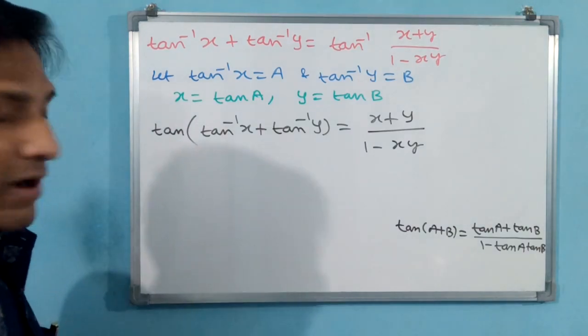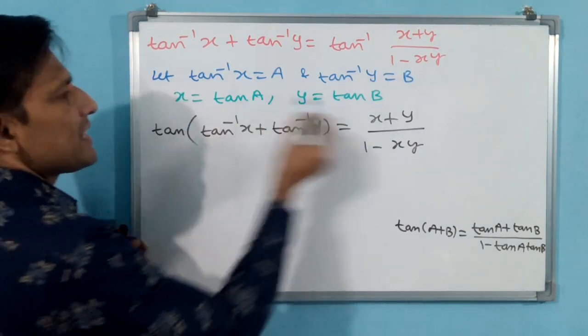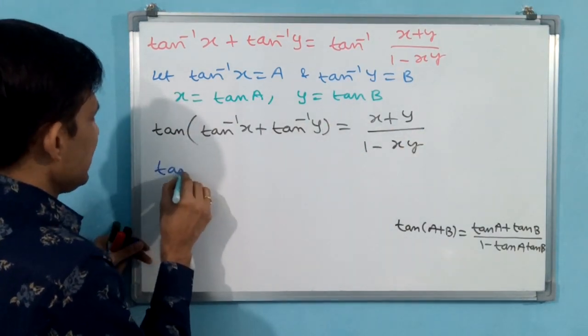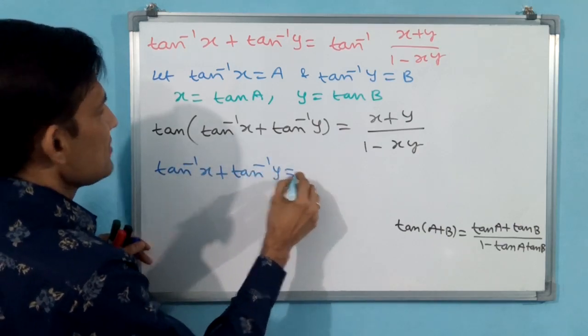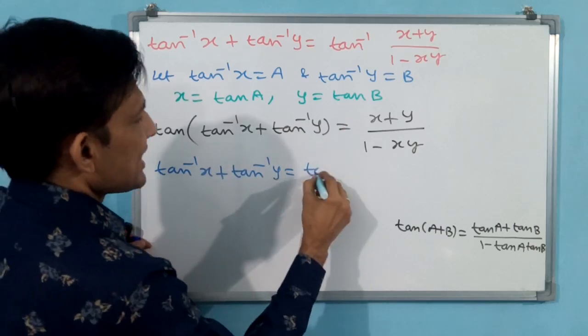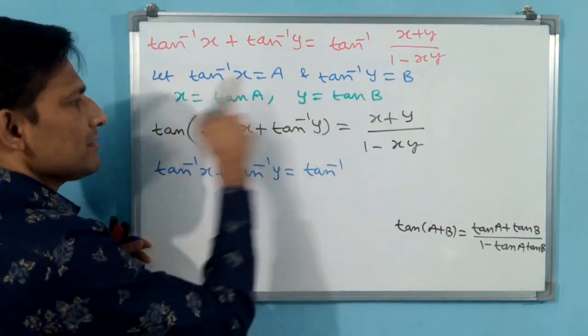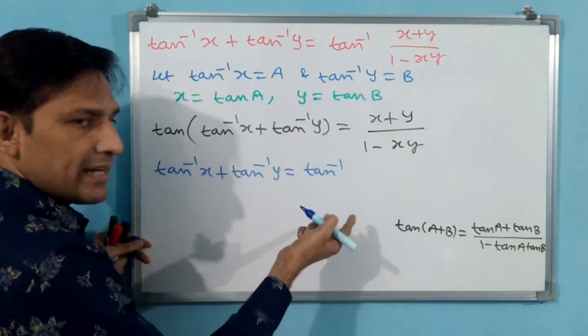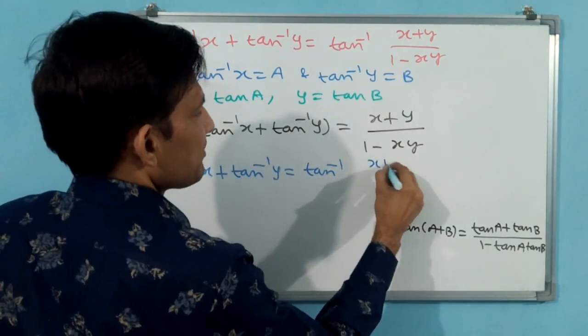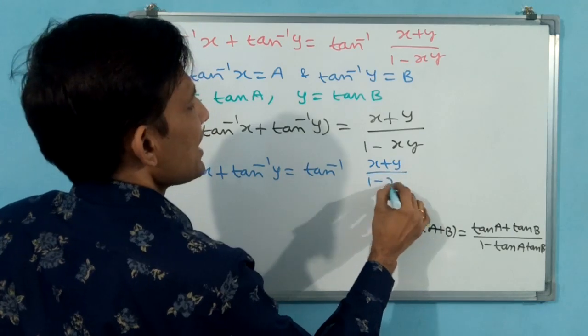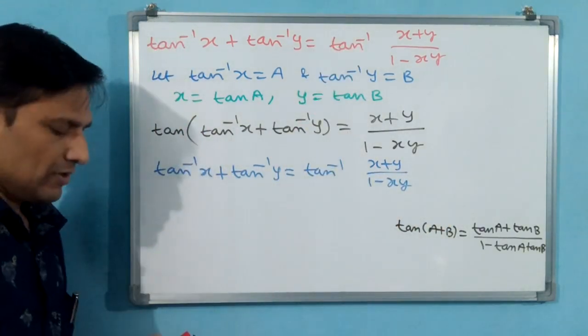Okay. Now what I am going to do, you see, I am sending this tan that side. That means tan inverse x plus tan inverse y is equal to tan inverse again. Why? Because tan inverse, tan, like that it will come. Tan is going to become tan inverse of (x plus y) by (1 minus xy). This will be your proof.